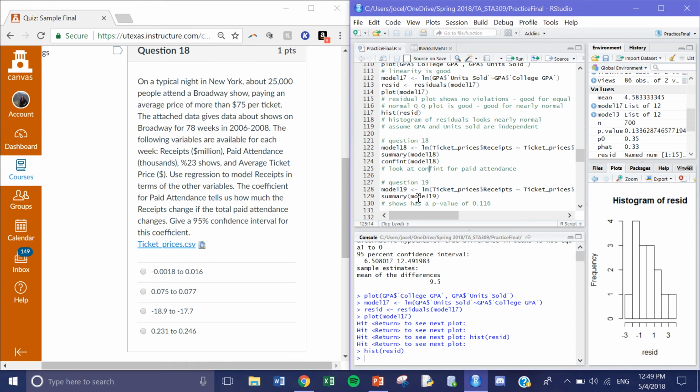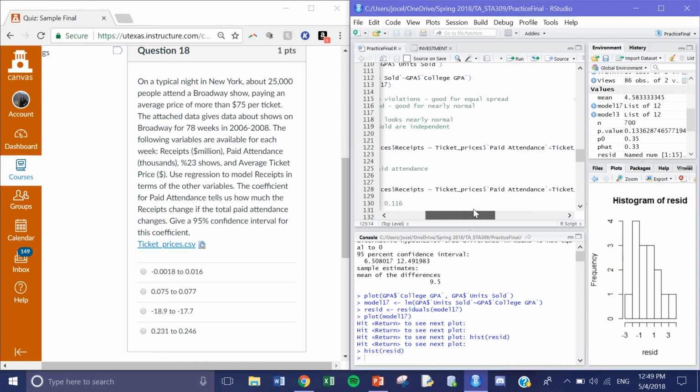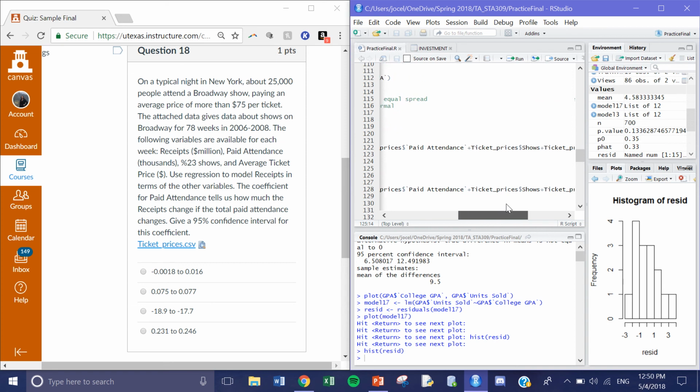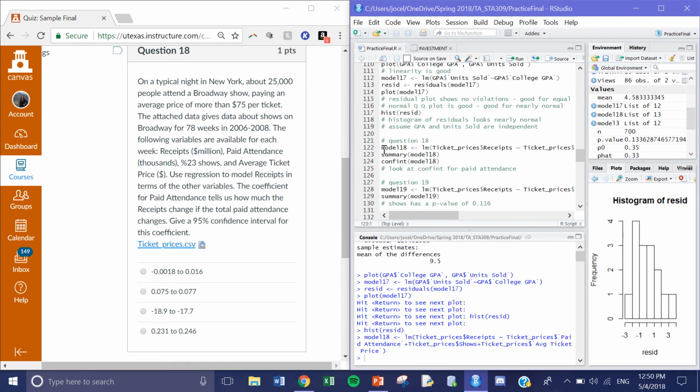So I'm going to create a model of receipts in terms of the other variables. So I put my Y, which is the receipts first, and then I put my squiggly, the tilde, and I put those other variables. I put paid attendance, and then I put plus shows, and then plus average ticket price. So I'm just tacking those three x variables onto the end of that function. So I'm going to run it to create model 18.